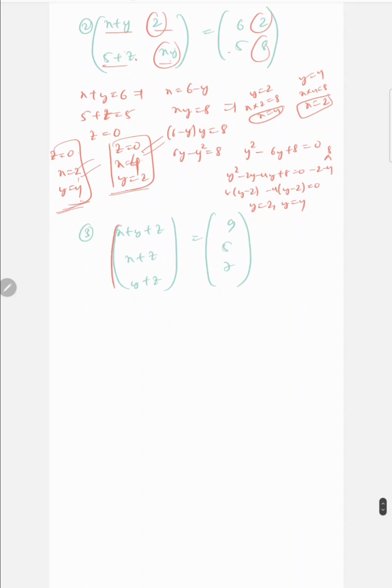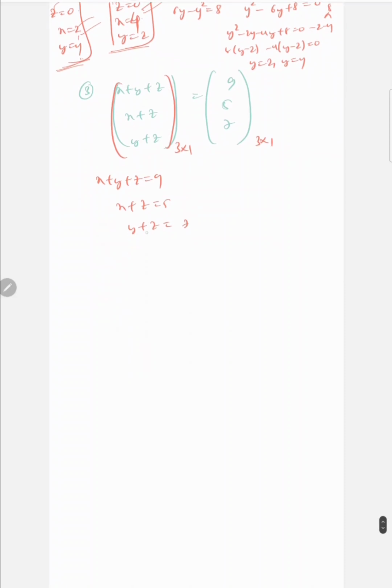So we can observe it is a column matrix. It is having 3 rows and 1 column. We will compare the corresponding entries. x plus y plus z is equal to 9, x plus z is equal to 5 and y plus z is equal to 7. So y plus z is equal to 7. We will put in this equation: x plus 7 is equal to 9, x is equal to 9 minus 7 is 2. So we know x is equal to 2.